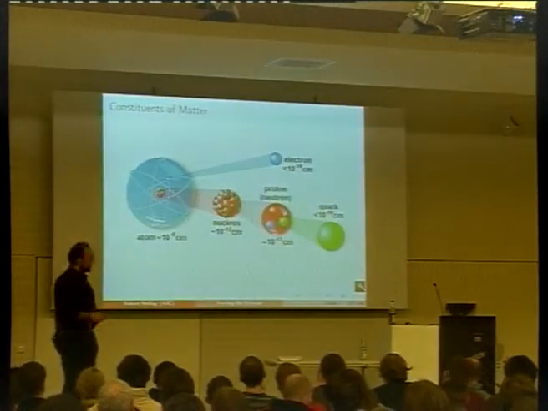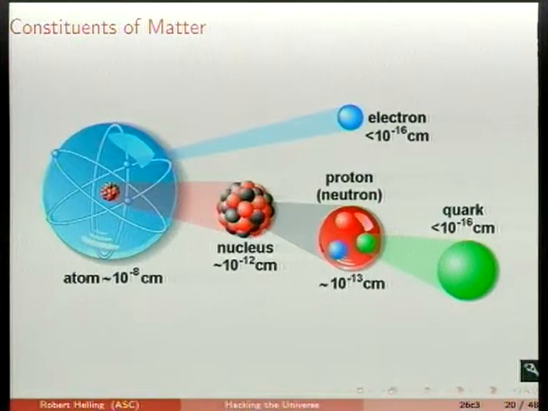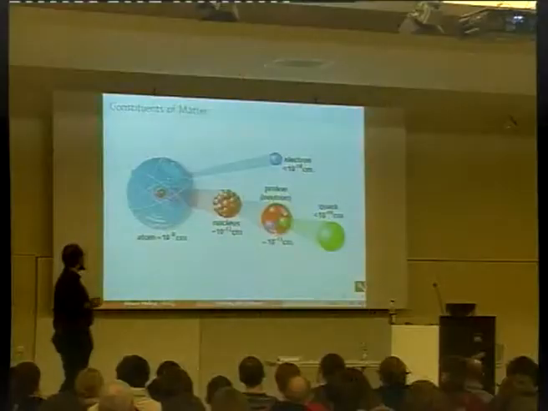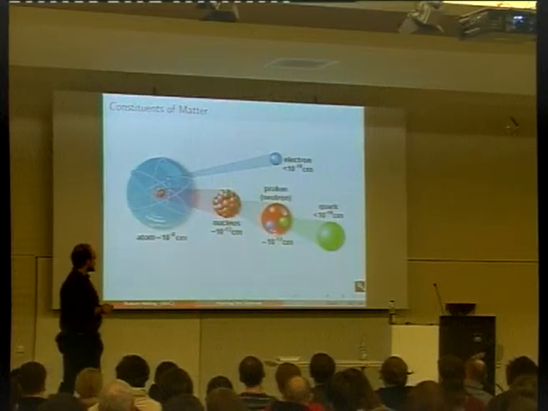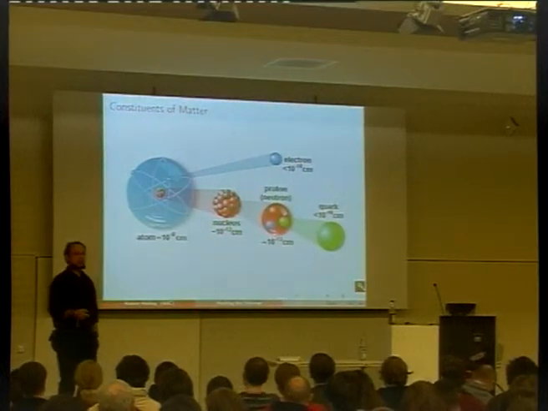Okay, so just a quick reminder of what is the stuff we're looking at. So this is supposed to be an atom. I hope you've seen this before. So an atom consists of a nucleus and the electrons that orbit around the nucleus. So the electron here in this picture is the blue thing, and from all we know, the electron is, in fact, a point-like elementary particle.